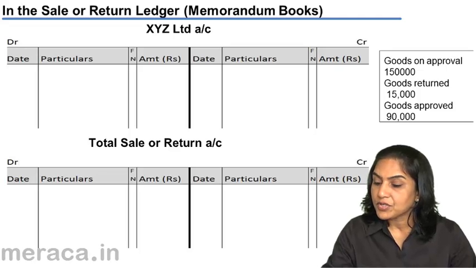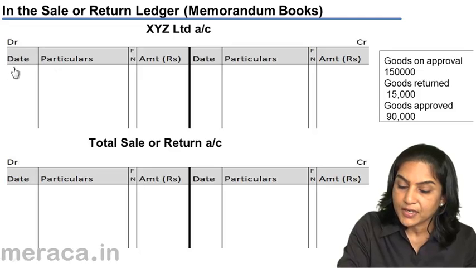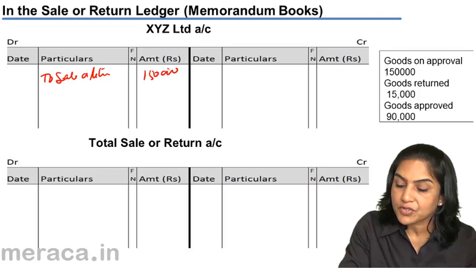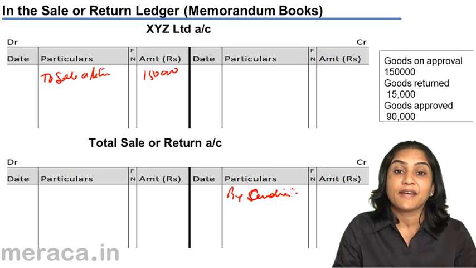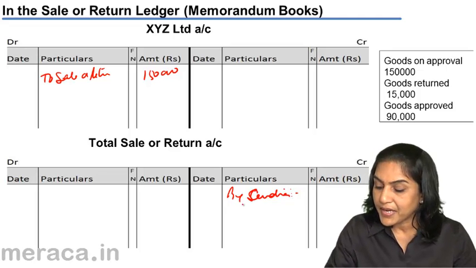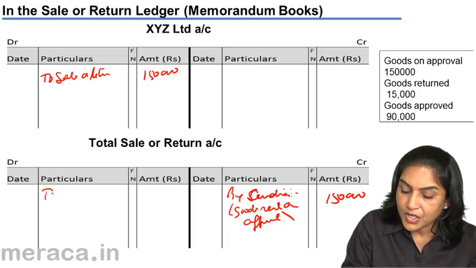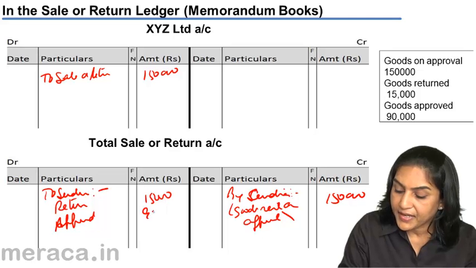In the sale or return account, XYZ's account in this case, goods on approval was 1,50,000. To do a quick posting here, put the date and we would write to sale or return an amount of 1,50,000. Here it would be by XYZ, by sundries actually. Here we have only one case, but in reality we would have several such customers. By sundries, goods sent on approval would be 1,50,000. For the goods returned, we would say to sundries returned would be 15,000 and approved would be 90,000.